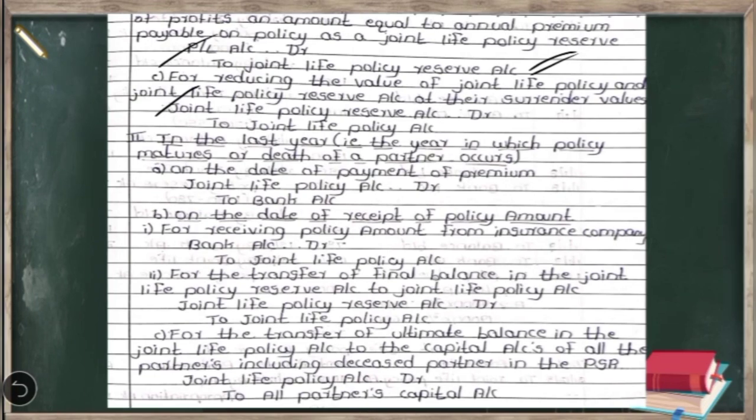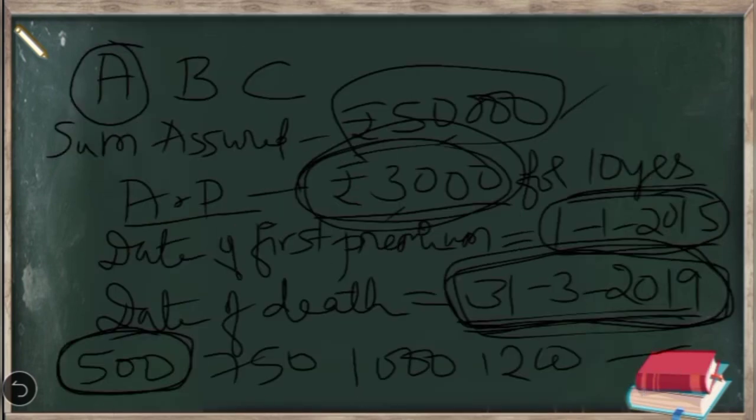Second set of journal entries have to be passed in the last year, that is the year in which policy matures or death of a partner occurs. So in the present example which we have considered, one of the partners A died on 31st March 2019. The policy period started in the year 2015, but he died in the year 2019, because of which they need not wait till the completion of 10th year. So policy matures in the year 2019. Okay, because of death of one of the partners.